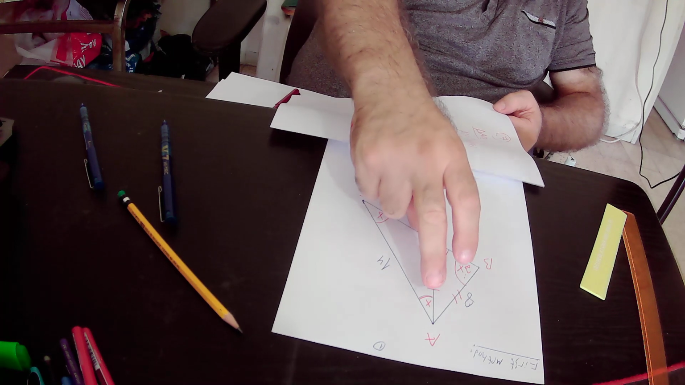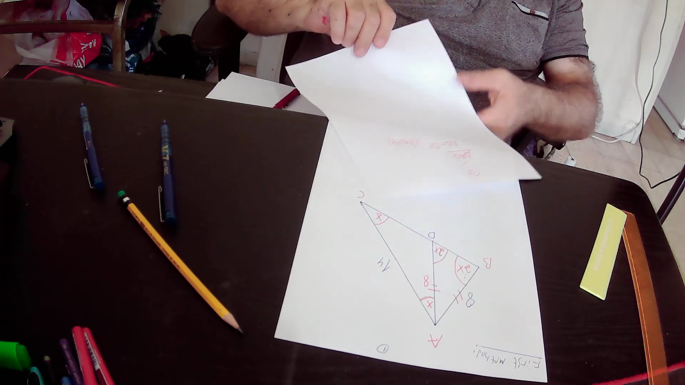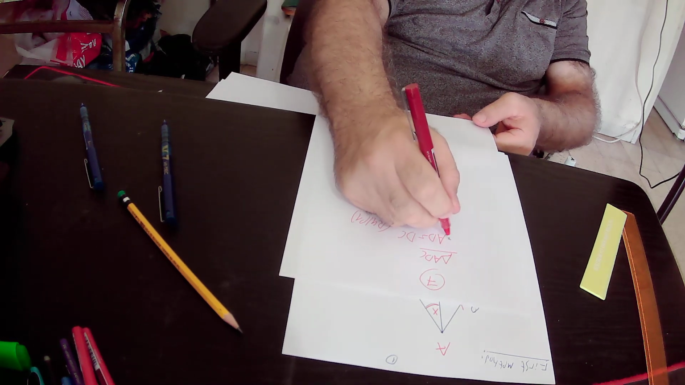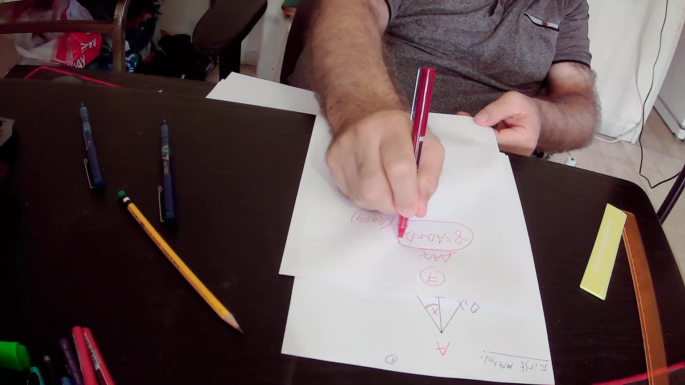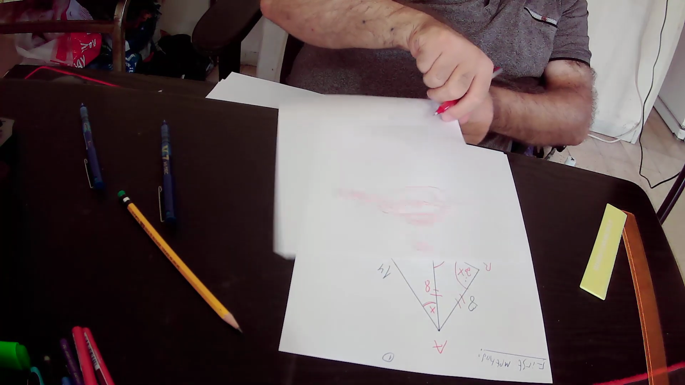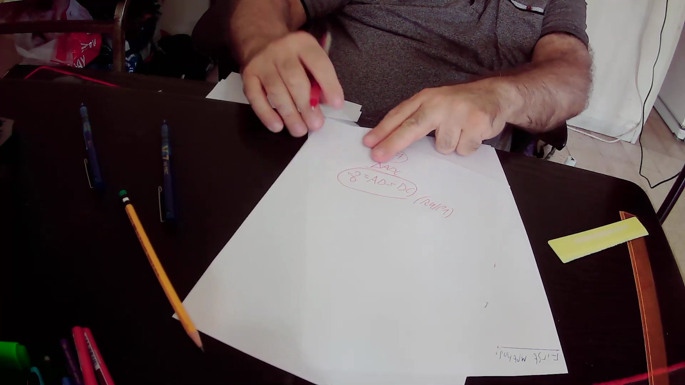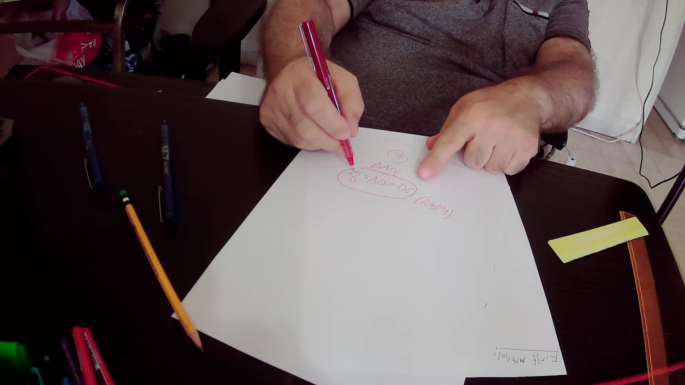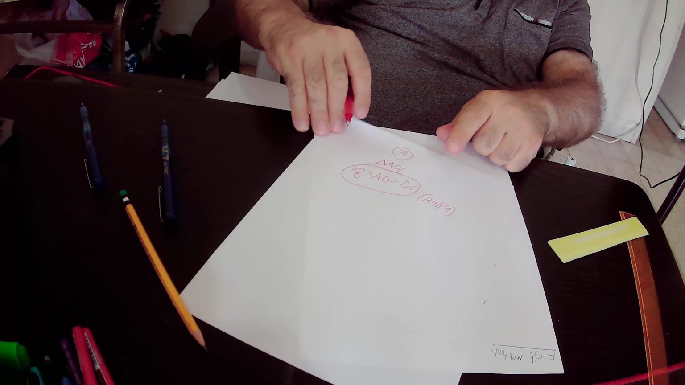But we have already found out that AD equals to 8 units. So from this equality, we can deduce that DC also equals to 8 units.